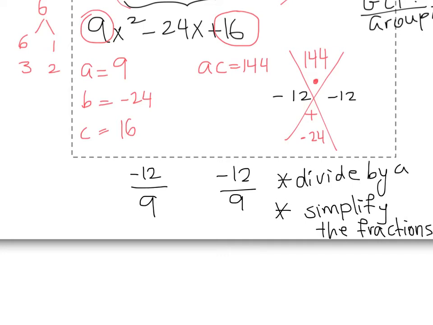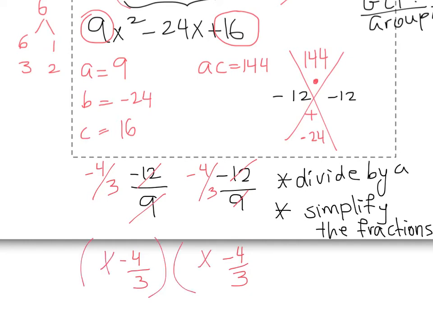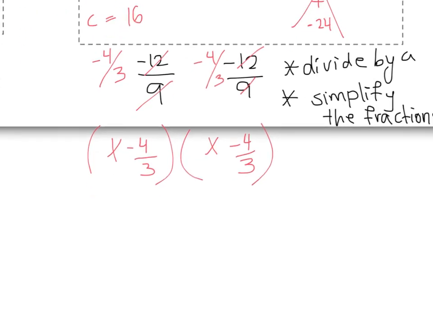So negative 12 over 9 would simplify to be negative 4/3. And negative 12 over 9 would simplify to give you negative 4/3. So let me write them down. So once you got the numbers, you're done. You just put X in front of them, and that would be your factor. Or these 2 are your factors.